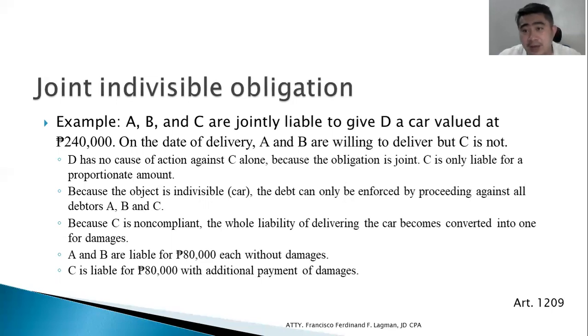Bakit si C lang ang magbabayad ng additional damages? Alright? Kasi siya yung umayaw dun sa joint obligation. Kasi payag naman si A at saka si B. So technically, they're not at fault. Pero si C, siya yung umayaw, magbabayad siya ng additional damages.